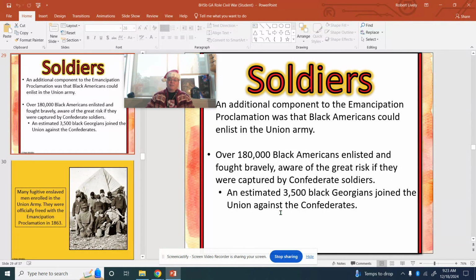An additional component to the Emancipation Proclamation was that Black Americans could enlist in the Union Army. Over 180,000 Black Americans enlisted and fought bravely, aware of the great risk if they were captured by the Confederate soldiers. An estimated 3,500 Black Georgians joined the Union against the Confederates. About 600 of them were right here in Dalton at what is now called Fort Hill School. All right, it's right there off downtown Dalton, just off of Glenwood Avenue. Big school up on top of the hill. That was an Army fort, had about 600 African-American soldiers there at the end of the war.